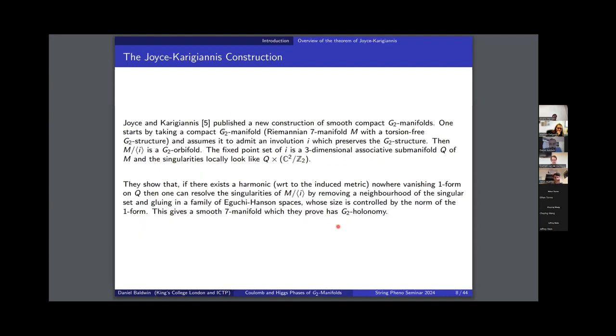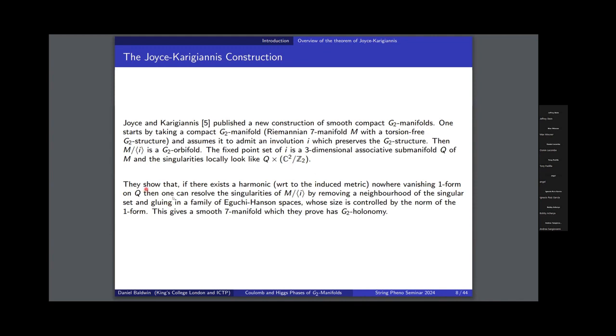Not too long ago, they published some new construction of smooth compact G2 manifolds. As a starting point, you take a compact G2 manifold and you assume it to admit some involution I, which preserves the G2 structure. And then if you quotient by this, you obtain a G2 orbifold. The fixed point set of this orbifold is a 3-dimensional submanifold Q, and the singularities locally look like Q times an A1 singularity, C2 mod Z2.